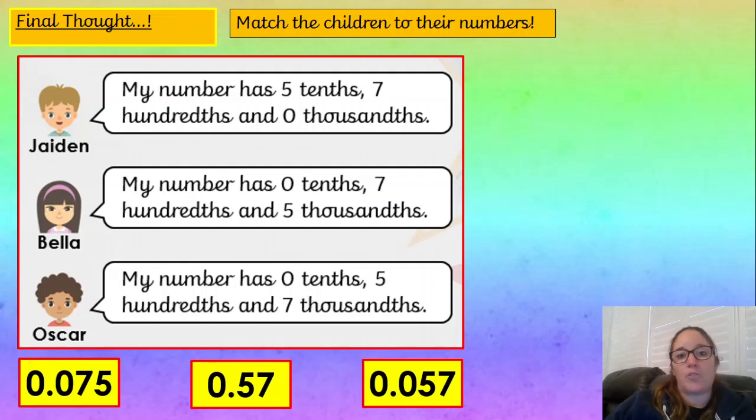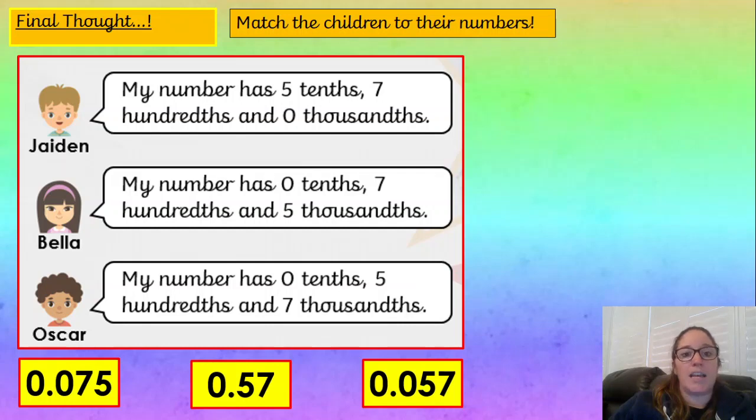Okay, final thought then. Can you match the children to their numbers? Jaden says, my number has 5 tenths, 7 hundredths and 0 thousandths. Bella says, my number has 0 tenths, 7 hundredths and 5 thousandths. And Oscar says, my number has 0 tenths, 5 hundredths and 7 thousandths. Can you match the children to the correct numbers that they've got? Pause the video, come back and I will show the answers.